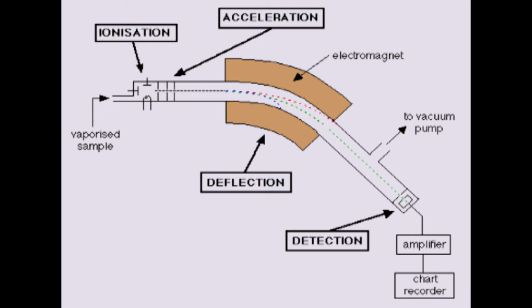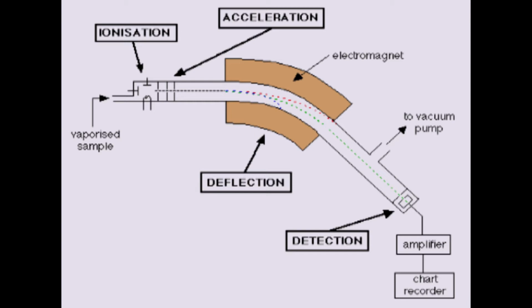The sample is changed to vapor. One or more electrons are removed from molecules to produce positive ions. An accelerating electric field with plates with slits forms a narrow beam. A magnetic field deflects the ion beam. The ion with the greatest mass and the smallest charge is deflected the least.